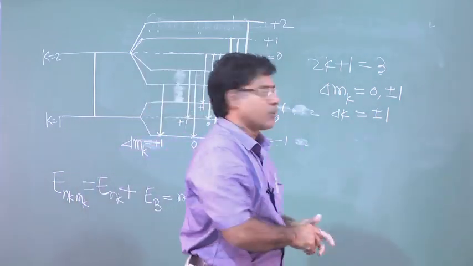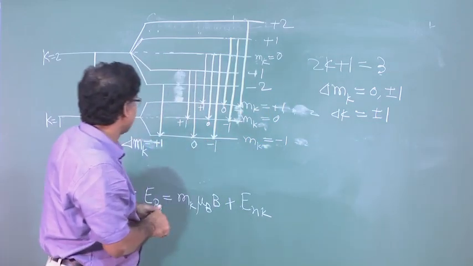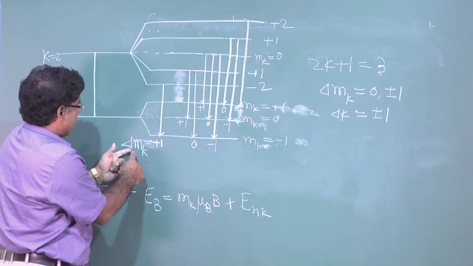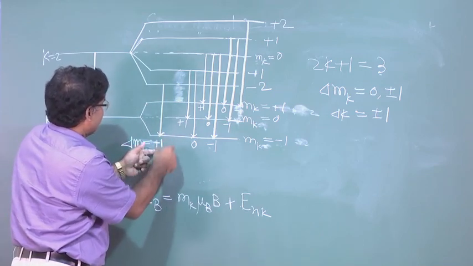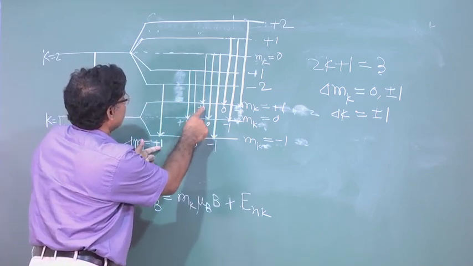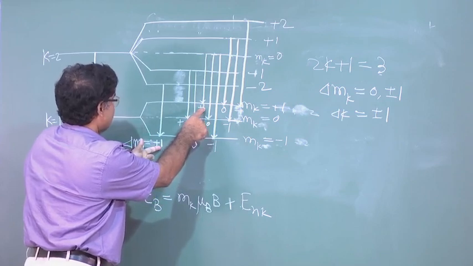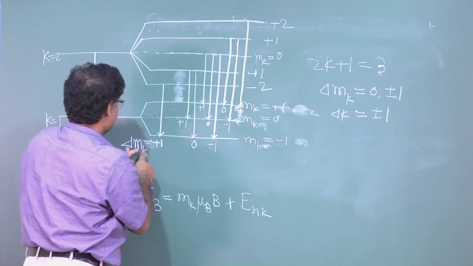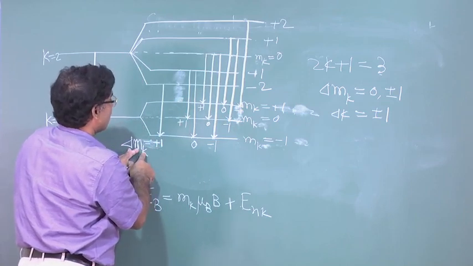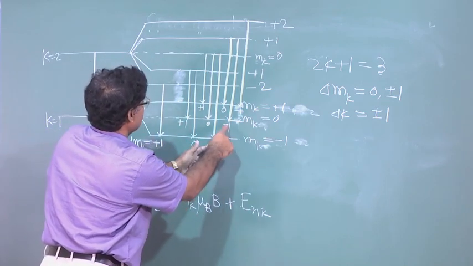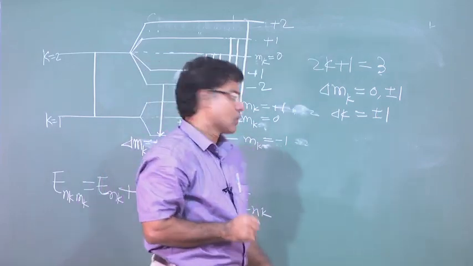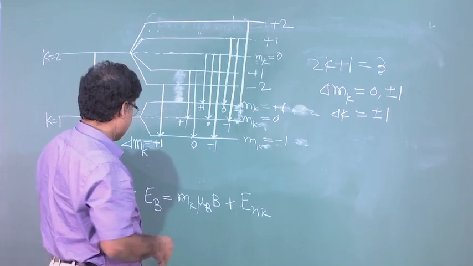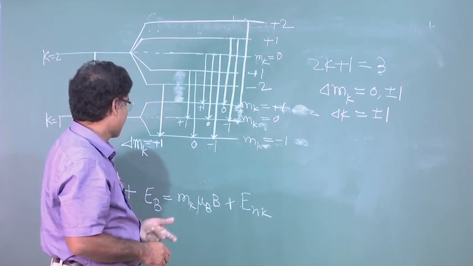So, these are the possible transitions, and here you can look at it: for delta mk plus 1, how many are there? 1, 2, 3 lines. Delta mk 0, how many are there? 1, 2, 3. Delta mk minus 1, how many are there? 1, 2, 3. And you can see that it depends on delta mk.